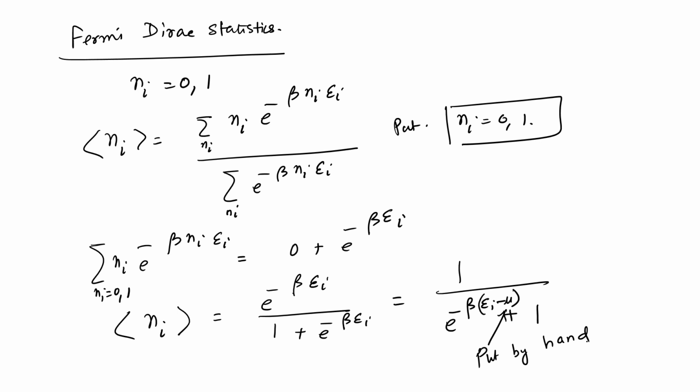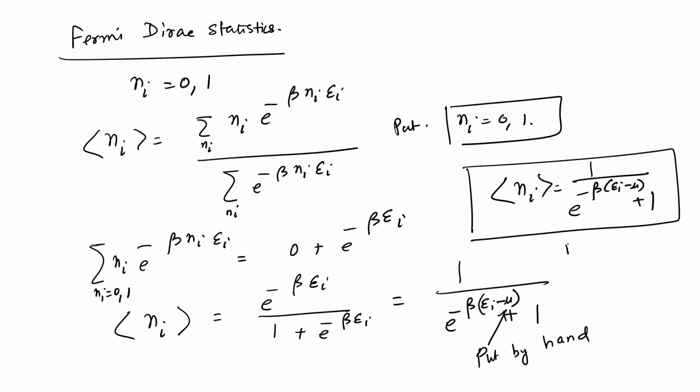Okay. Chemical potential. So, Ni average is equal to 1 by exponential beta epsilon I minus mu plus 1, and that is called the Fermi-Dirac distribution function. Sorry, the minus will not be there, because you have divided by exponential minus beta epsilon I. So, this becomes exponential plus beta epsilon I. So, this is called the Fermi-Dirac distribution function.